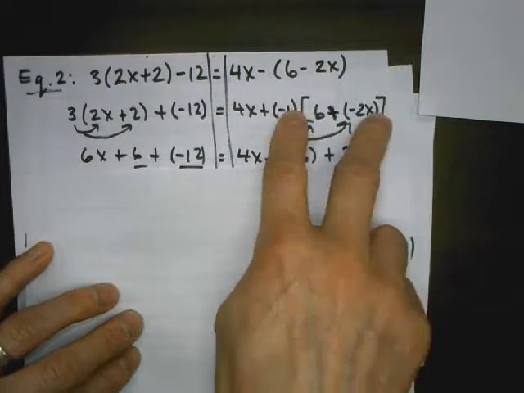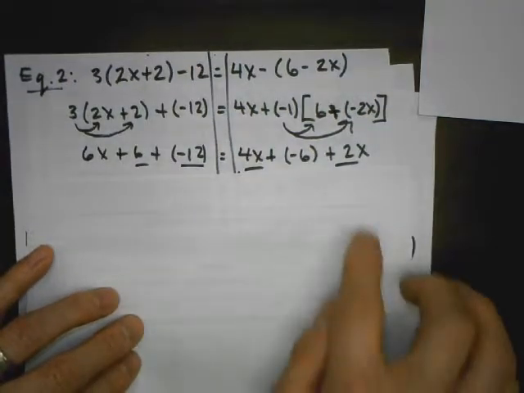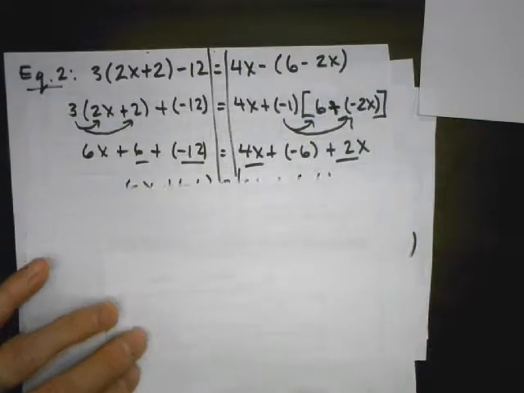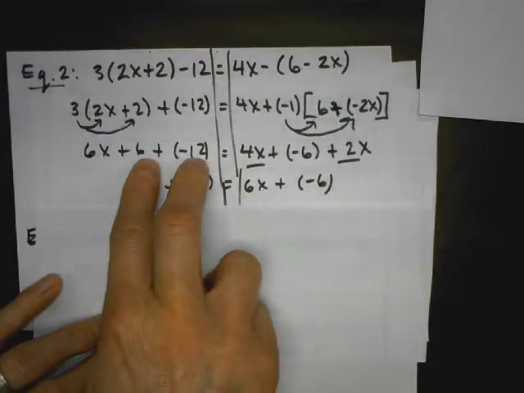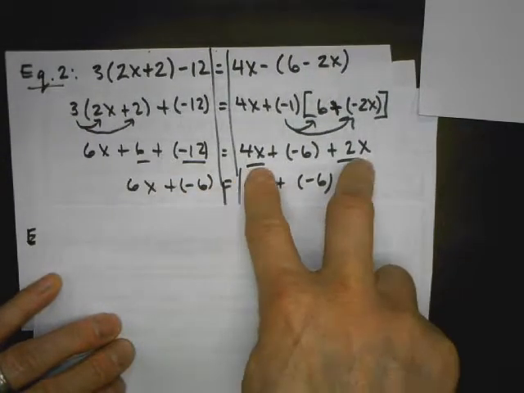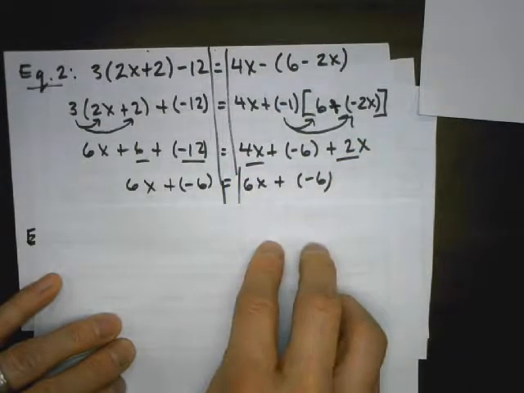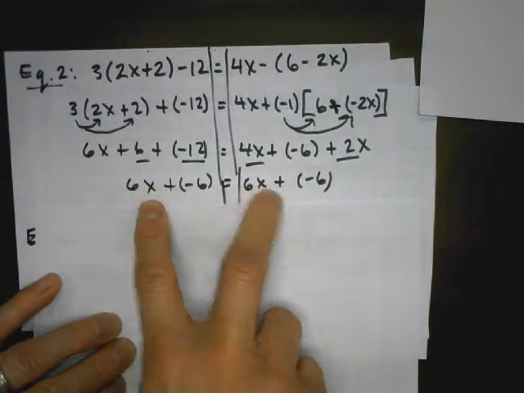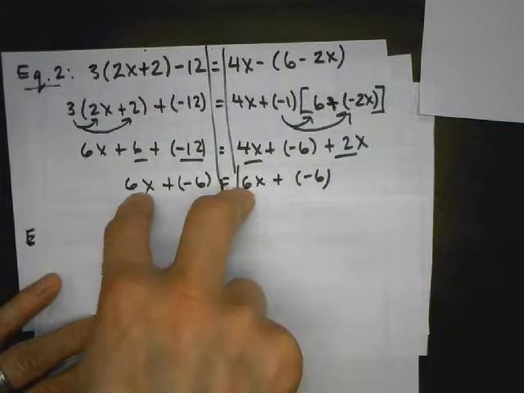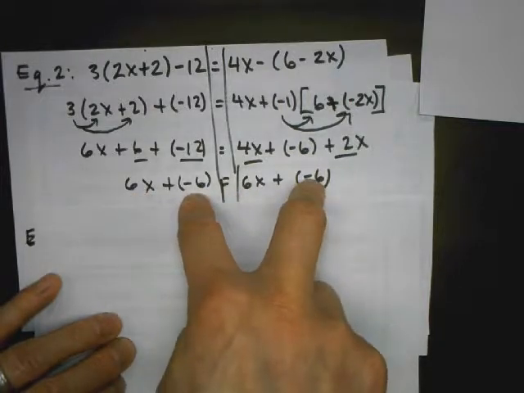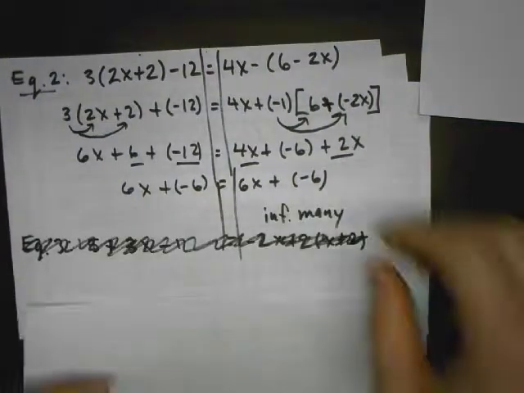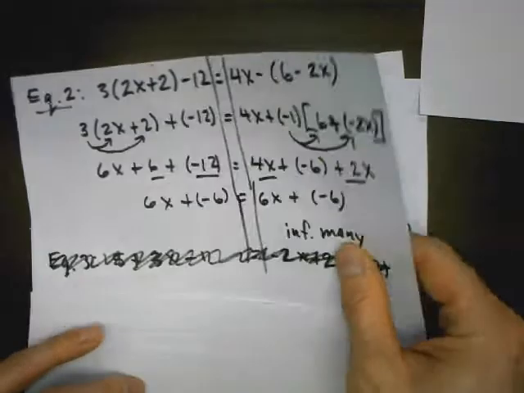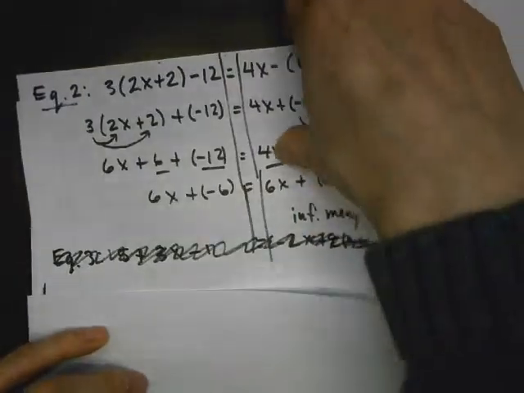-1 times 6 is -6. -1 times -2x is positive 2x. Negative times negative is positive. Combine your like terms. I combine the two constants here. I combine the two coefficients here because they're both x's. And I see I have the same coefficients, same constants. That means same number in front of the letter, same number by itself. That is infinitely many solutions. So part of our answer includes equation 2.